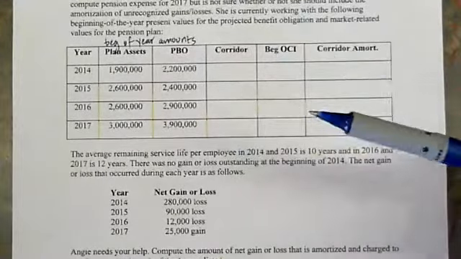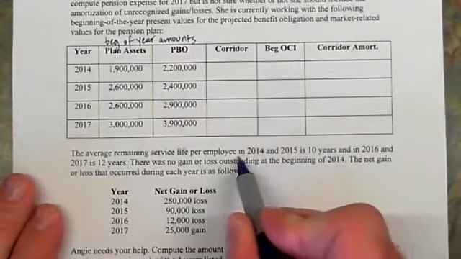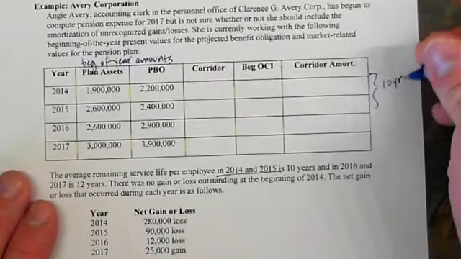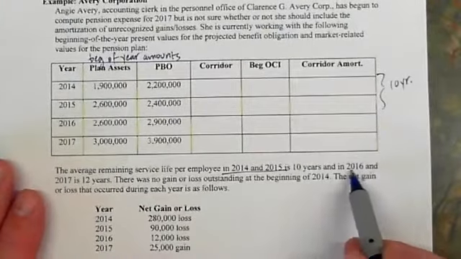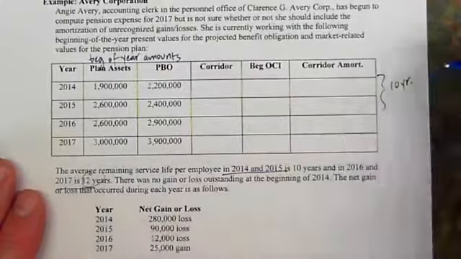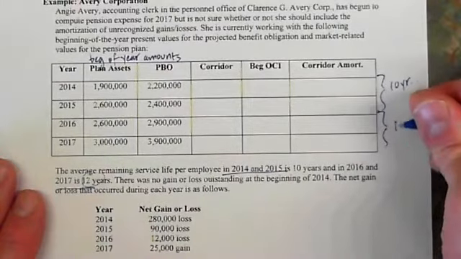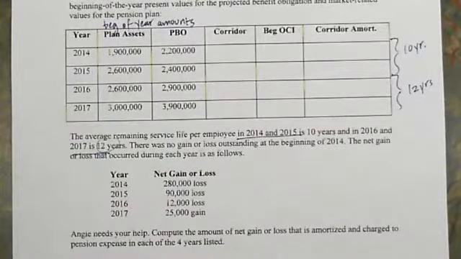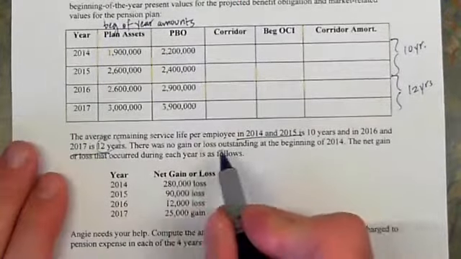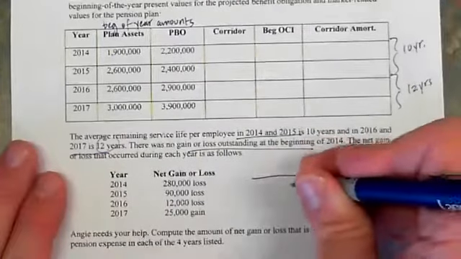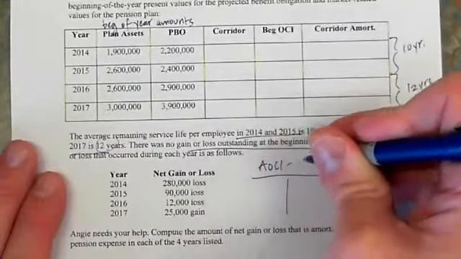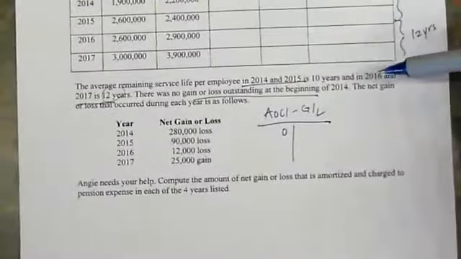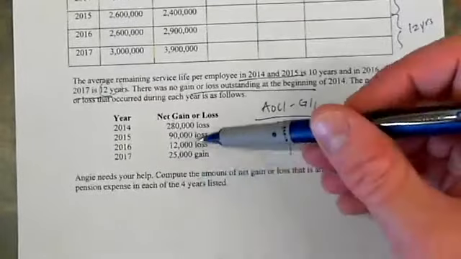We also have information about the service life of our employees. In 2014 and 2015, it was 10 years of service life remaining. And then in 2016 and 2017, it's 12 years. So we must have hired some new blood, or people decided to stay longer. There was no gain or loss outstanding at the beginning of 2014. So that means that my AOCI account was at a zero balance.